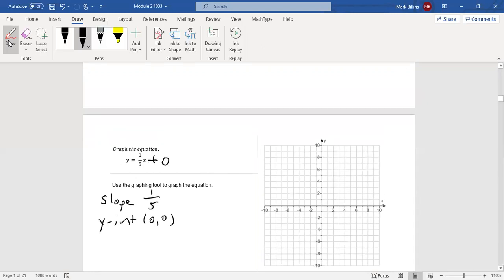So I have a starting point at the origin, which is 0, 0. My slope is 1/5, so the change in the rise is 1. So from 0, I move up 1. The change in the run is positive 5, so I move to the right 5. Again, you're going to connect these 2 points with a straight line.